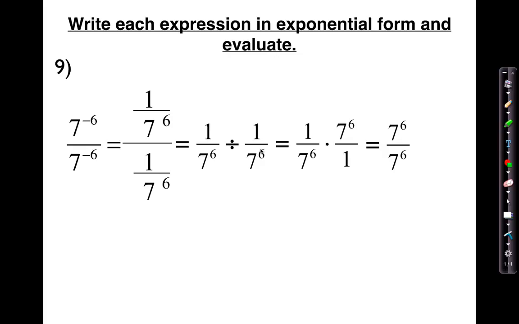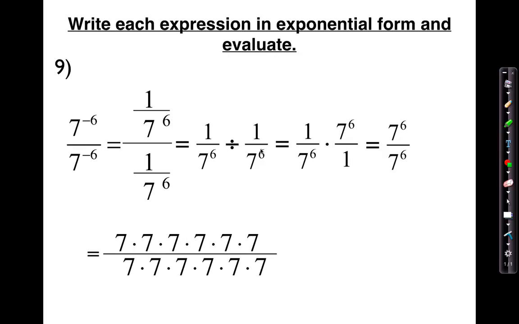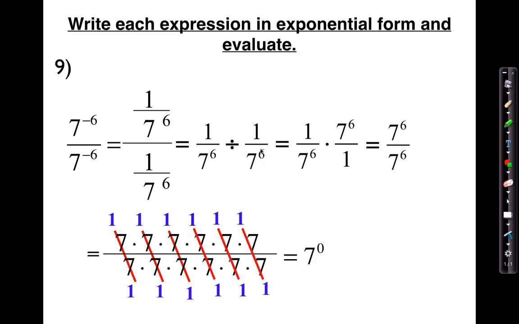Again, ask yourself, are there more 7's in the numerator or are there more 7's in the denominator? I would say neither, because they will all cancel each other out. So that just leaves me with 7 to the 0 power. And again, if you needed to, you could have written it out. But again, you would have 0 left over, so 7 to the 0, which would be your exponential form, which just gives you an answer of 1.